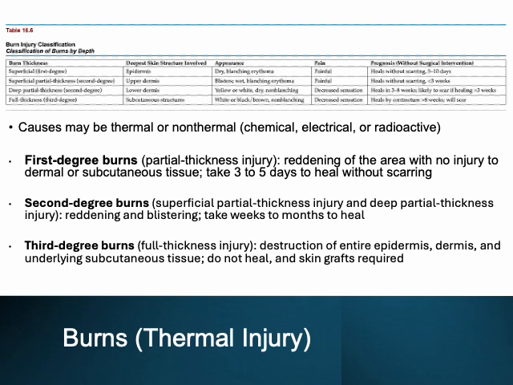A 2nd degree burn is a superficial partial thickness injury and a deep partial thickness injury. You might have some reddening and blistering, and it can take weeks or months to heal. Versus a 3rd degree burn may require skin graft. It doesn't heal very well. There is a full thickness injury causing destruction of the entire epidermis, dermis, and the underlying subcutaneous tissue.